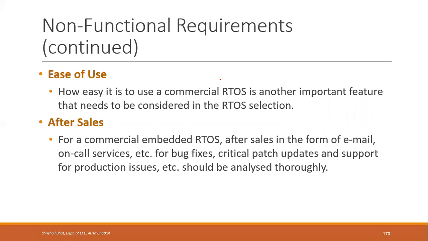Next is after sales, that means the support provided after sales. For a commercial embedded RTOS, after sales support comes in the form of email, on-call services, and bug fixes if there are any problems. Customer support, how will they provide it? Critical patch updates and support for production issues like security updates, how they are provided, how regularly you get updates. All this should be analyzed thoroughly before choosing a particular RTOS.